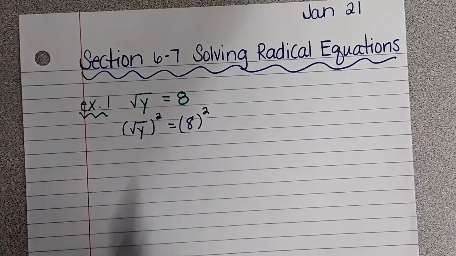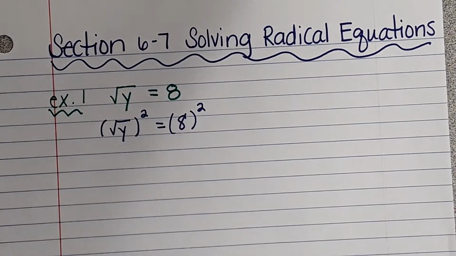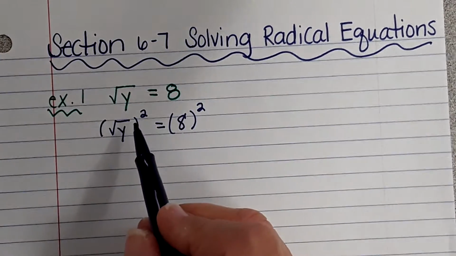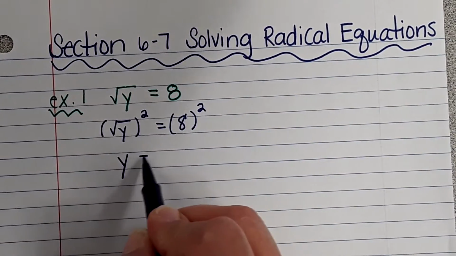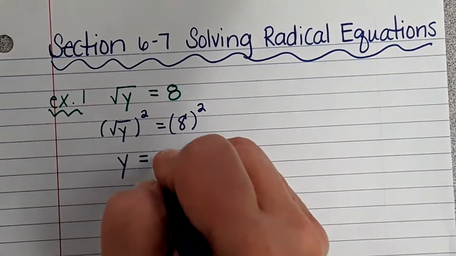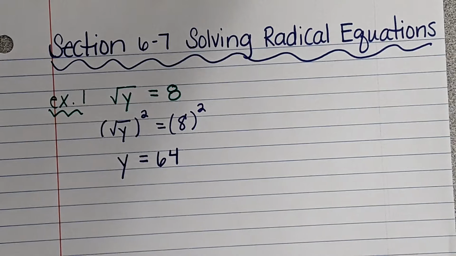When you square a square root, the square root goes away, okay? And you end up with y. 8 squared is 64. The other thing that you need to know is that we are dealing only with principal square roots, which means we're only dealing with the positive root.